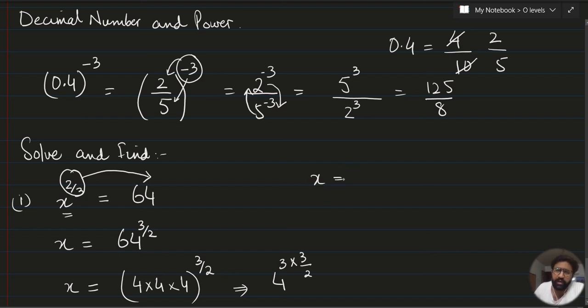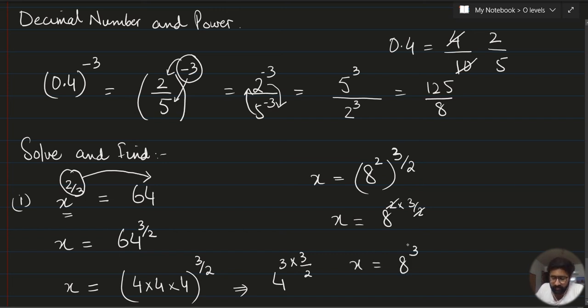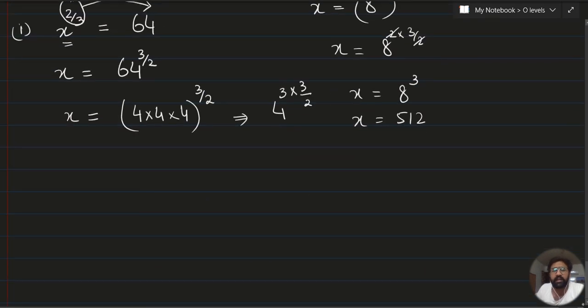Some other number like this which we can write in power form and get 64. Yes, it is 8 power 2, and whole power it is going to be 3/2. Now the power on top of another power, they are going to multiply. So 8 power 2 multiply by 3/2, the denominator is going to simplify. So x is equal to 8 power 3, which is going to give you 512. So this is going to be the value of x. It can be a little different question.